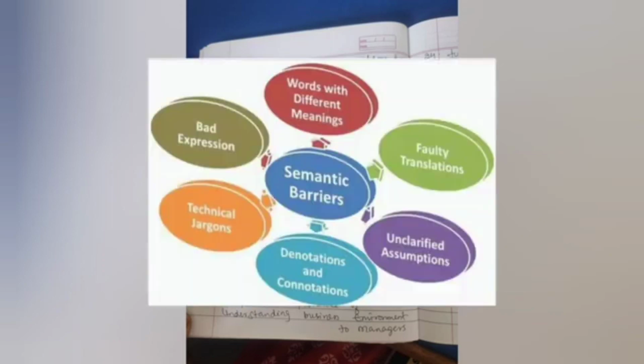Now four semantic barriers to communication process. So the next question is semantic barriers. First is the faulty translation. Second is the unclarified assumptions, denotations and connotations, technical jargon, bad expression, and words with different meanings. These all are the semantic barriers.